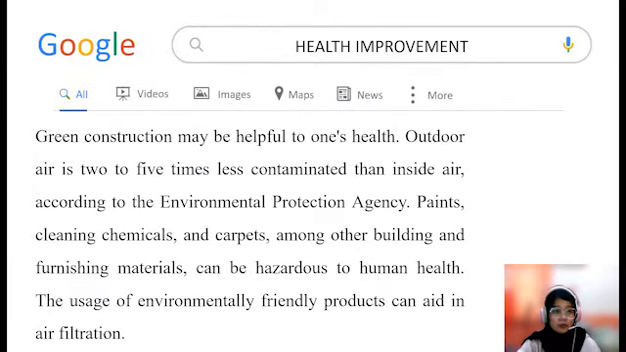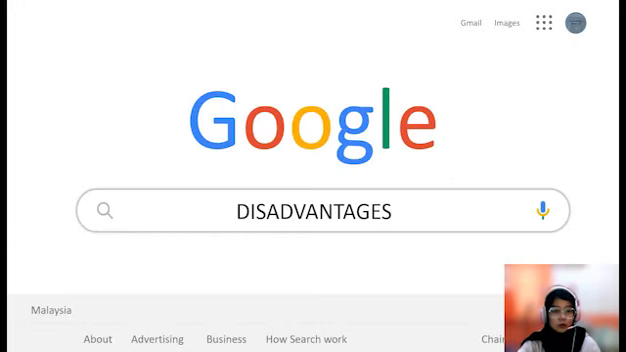Health improvement. Green construction may be helpful to one's health. Outdoor air is 2 to 5 times less contaminated than inside air, according to the Environmental Protection Agency. Next, I will be talking about the disadvantages of sustainable construction.